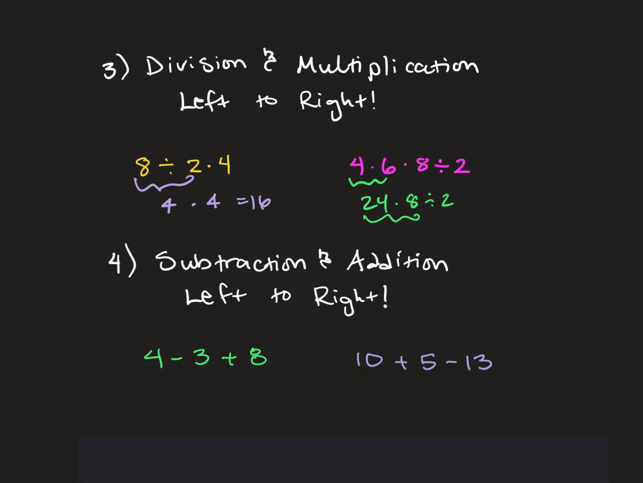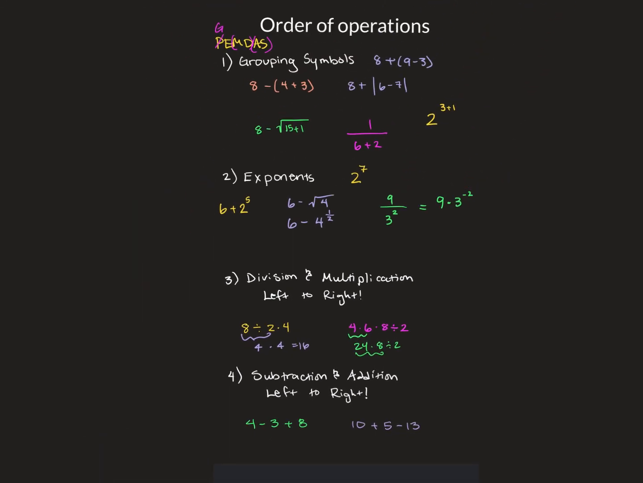So in this case, first you would do 4 minus 3, and then you would add 8. Over here, first you would do 10 plus 5, and then you would minus 13. So that's just a quick review of order of operations. Grouping symbols, exponents, division and multiplication left to right, subtraction and addition left to right.